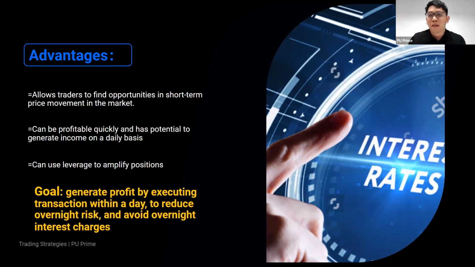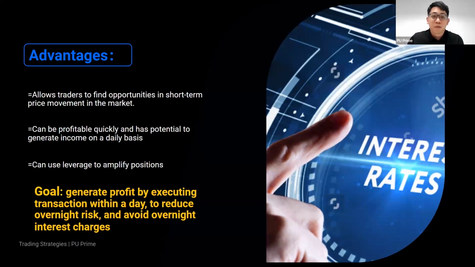This is when you have experience. If you trade several years and you have a very promising win rate, you can actually be a full-time trader. You can make this your living. And also you can use leverage to amplify your position.